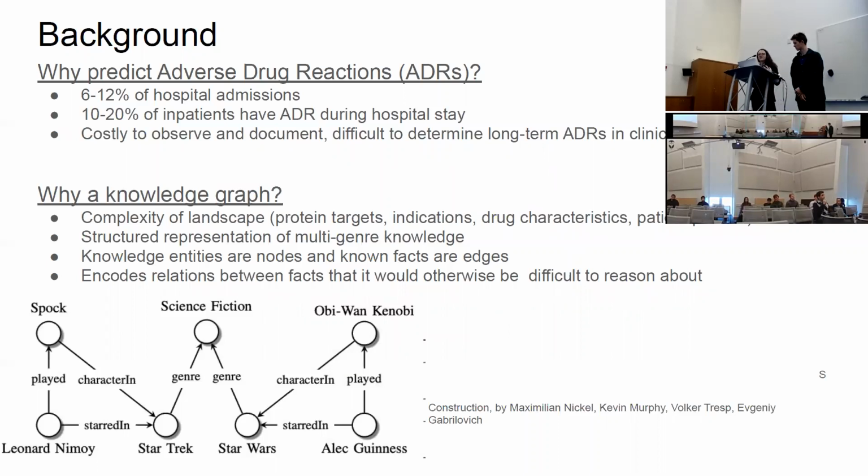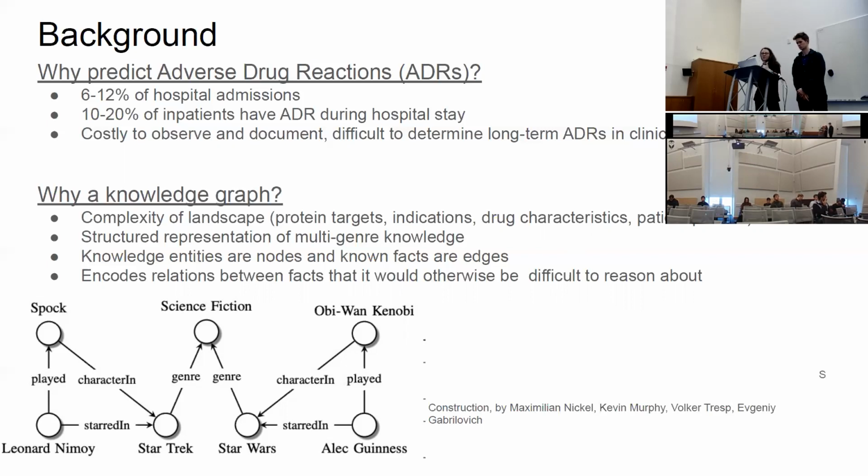We use this data structure called a knowledge graph, and it turns out a knowledge graph is really useful because it helps you represent connections between data that otherwise would be really difficult to account for. For example, nodes represent entities, and the edges are information about those entities.